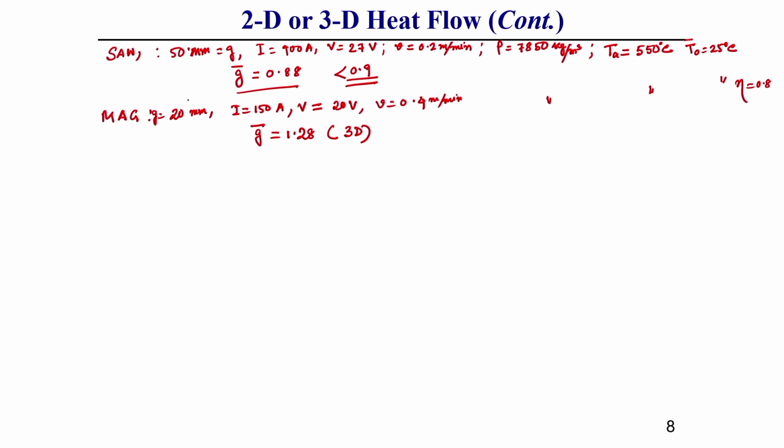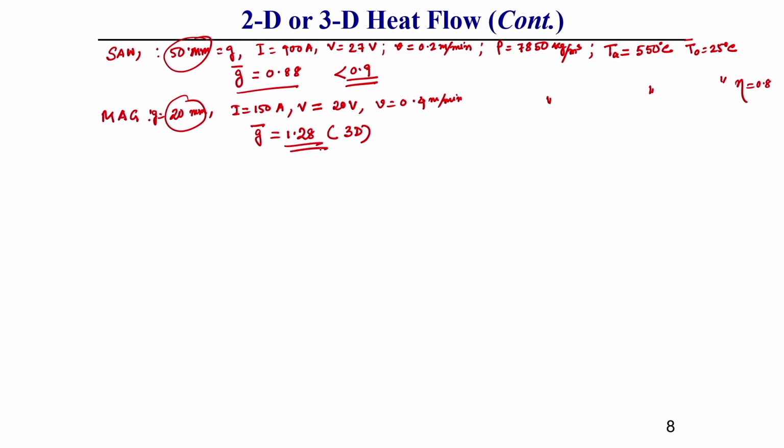So, though the thickness here is less than 50, then also you are getting the heat flow pattern different. That means, it does not only depend on the thickness of the plate, it also depends on the parameters used in the welding process. This you should keep it in mind.